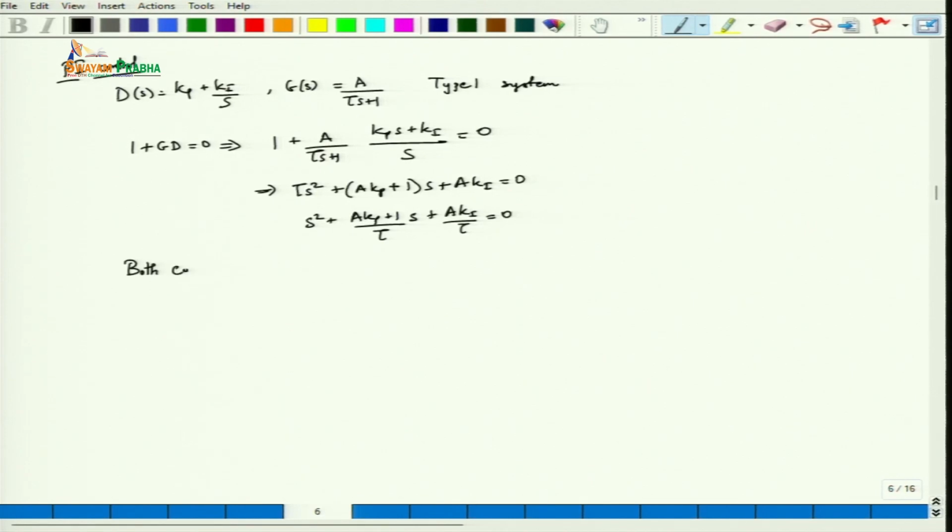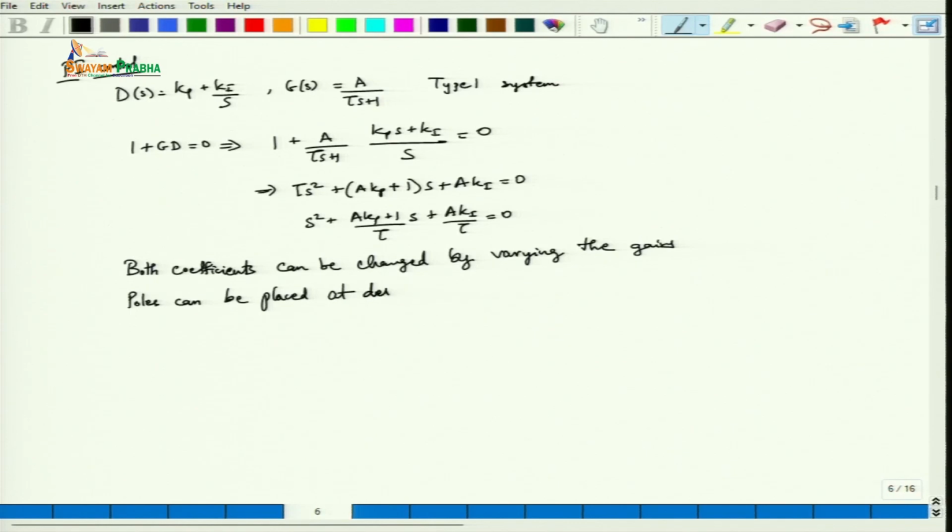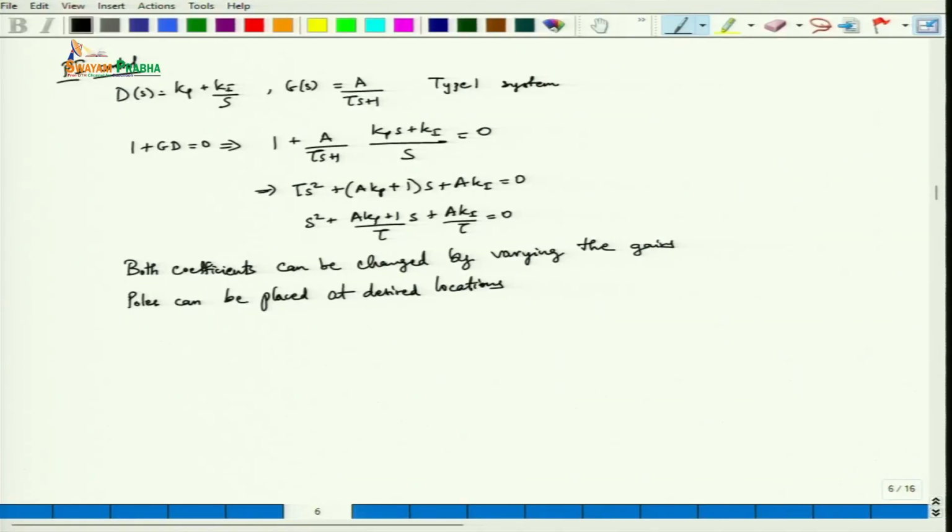both coefficients can be changed by varying the gains. So basically the poles can be placed at desired locations. So this was a PI controller applied to a first order system.